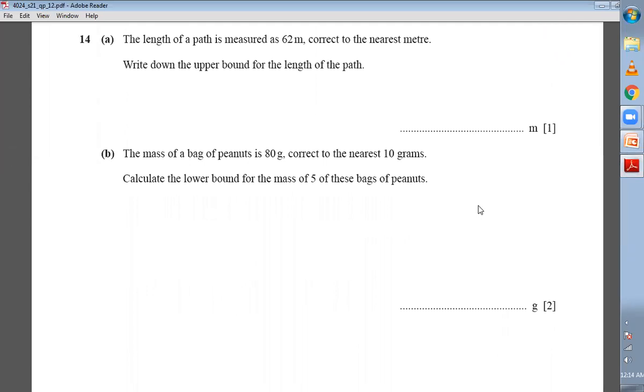The length of a path is measured as 62 meters, correct to the nearest meter. This is correct to the nearest meter, which means 1 meter. So divided by 2, you get 0.5 meters. So you will add 0.5 to 62 and you get the upper bound. If from 62 you subtract 0.5, you get the lower bound. So let me show you how I have done this A part.